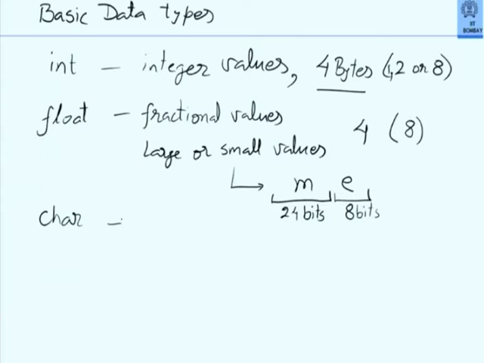Then there is a basic data type called char, which handles what? One symbol, one ASCII symbol. And this is always 1 byte. This is also equivalent to an int, because ASCII codes are between 0 to 255. So therefore, any character is treated internally by C++ as if it was an integer number.